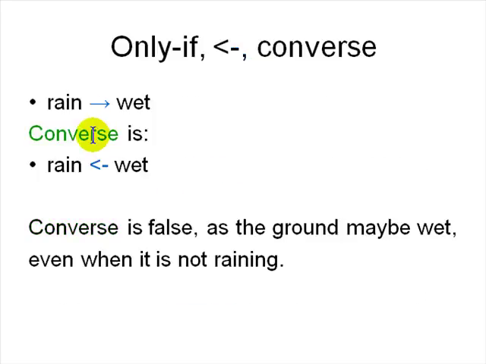So rain implies wet, and the converse is wet implies the rain. Converse is false, as the ground may be wet even when it's not raining. So this is not true, but rain will always cause the ground to be wet. But the converse is not really true.